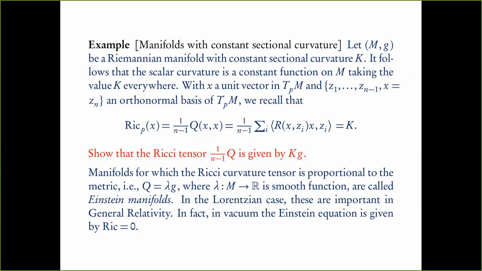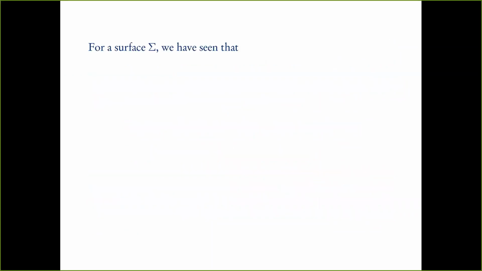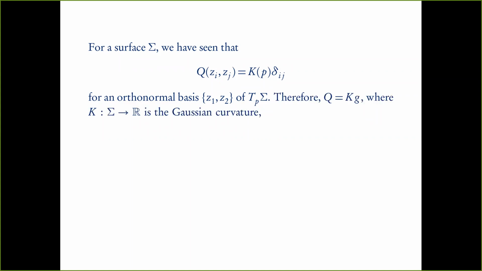Okay, so for a surface, of course, I keep repeating the example of a surface, but we have seen that for a surface this Q, the bilinear form Q, and here the Ricci is the same because 1 over 2 minus 1 is 1. So Q is the same as the Ricci tensor. There's no scaling, and this is nothing but the Gaussian curvature, right? So this is something you've seen. So for a surface, Q is K times G, where K is not a constant. Remember, K is the Gaussian curvature function.